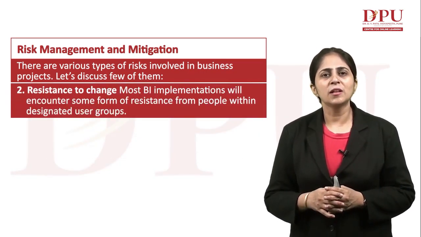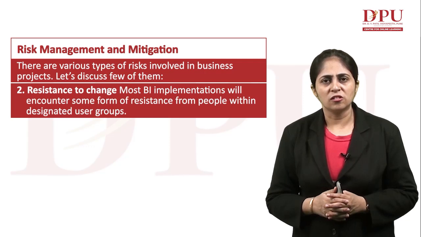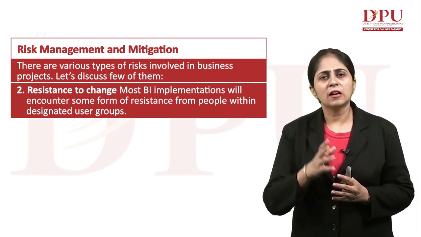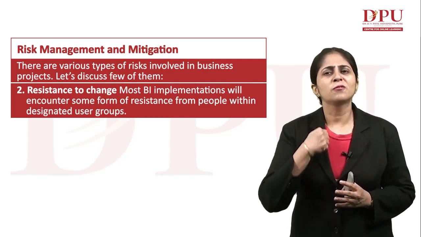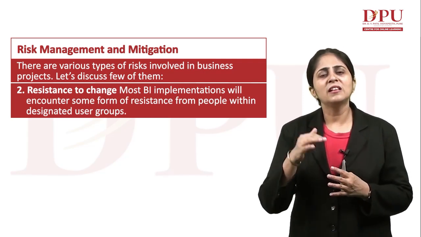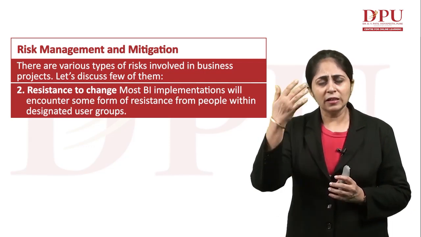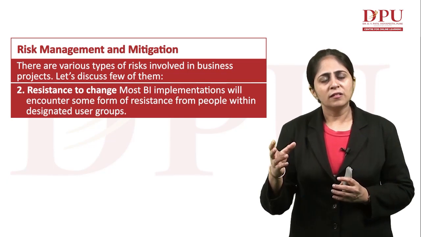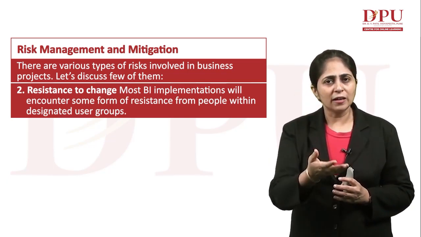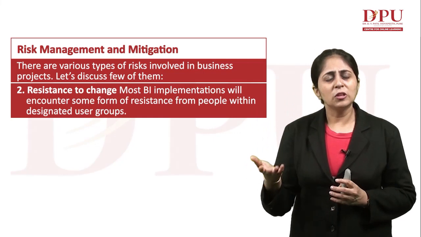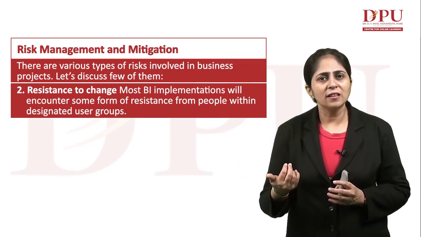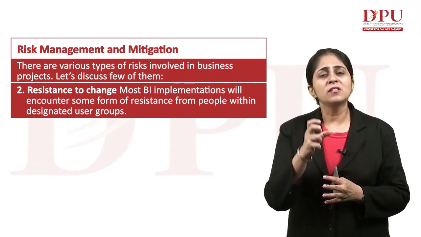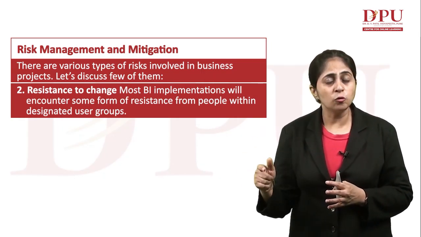Then the second risk can be the resistance to change. Most business intelligence implementations will encounter some form of resistance from the people within the designated user group. See, in a company, there are different levels on which the people are working. Some people are working in the marketing department, accounts, your sales department, your IT department. So there are different user groups. You have to serve the need of each user group.